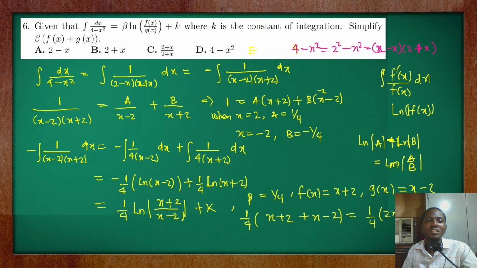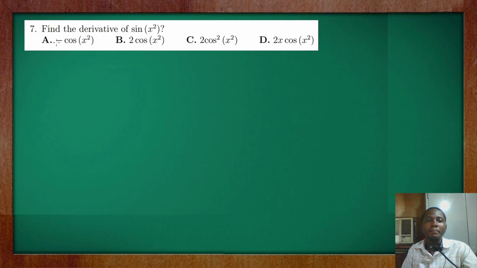Let's just move on to the next question. In this question, you are asked to find the derivative of sine x squared. This is just chicken change. Here you have y equals sine x squared. So what's your dy dx? If you check the argument here, it is a function of x. That is, I'm having u equals x squared.